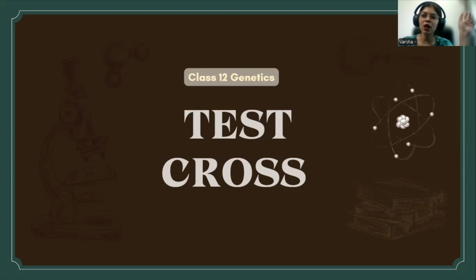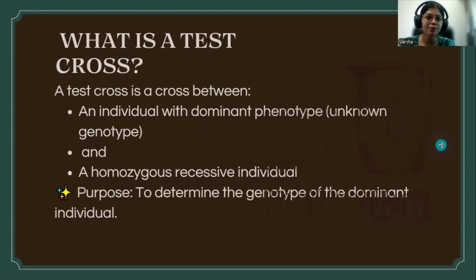And that method is called test cross. Let's understand it nicely. So what is a test cross? A test cross is the cross between an individual with a dominant phenotype but unknown genotype, and that cross is done with the homozygous recessive individual.